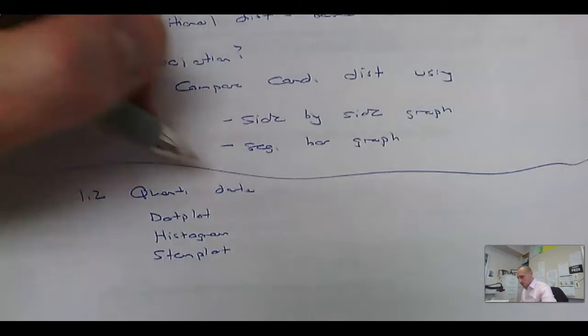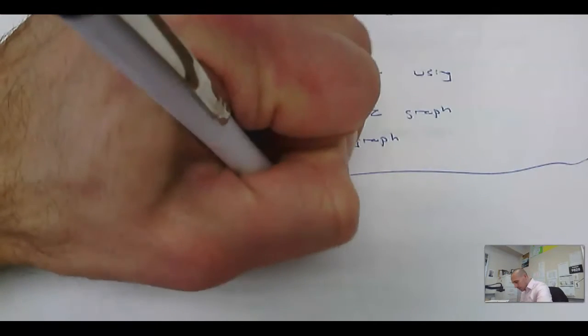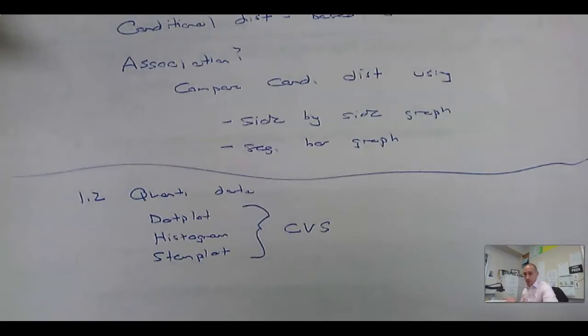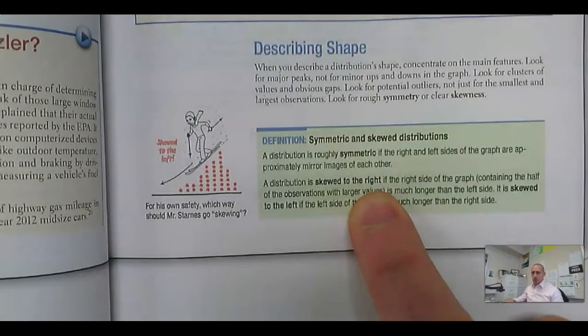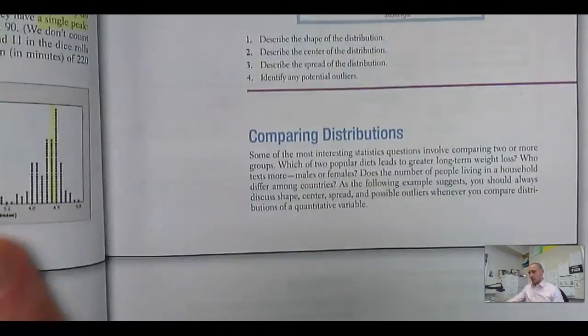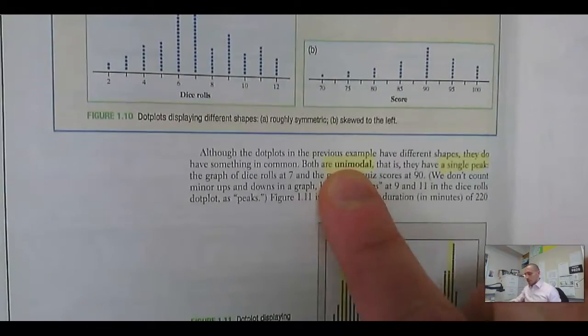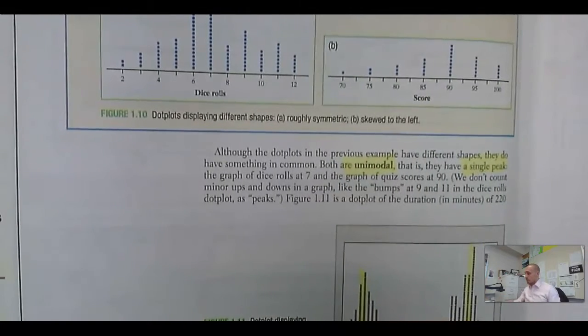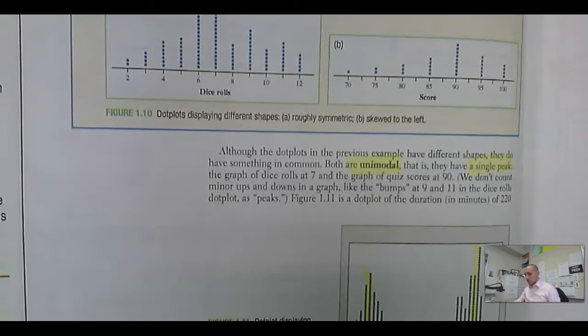Anytime you're talking about a distribution, hey, guess what? We're going to talk about CVS, which we've been talking about all the time. Center, variability, spread. So you want to make sure you discuss those. You discuss those in context. So then for shape, we talked about describing the shape. Is it roughly symmetric? Is it skewed to the right? Is it skewed to the left? We talked about, is it unimodal? Is it bimodal? Does it have a couple of peaks? Is it uniform?